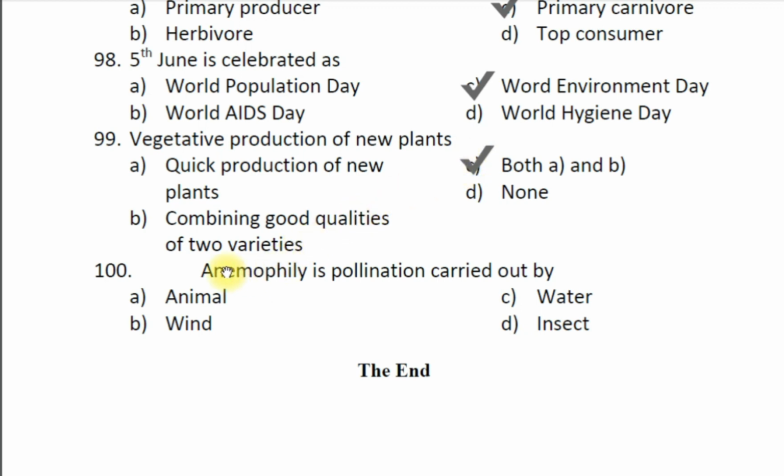Question number 100. Anemophily is pollination carried out by A. animals, B. wind, C. water, D. insects. And the correct answer is B, wind. Wind carries out the pollination in crop plants, for example, wheat, rice, oats, rye, corn and barley.